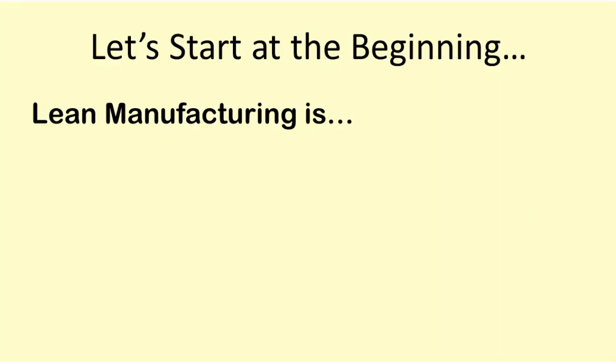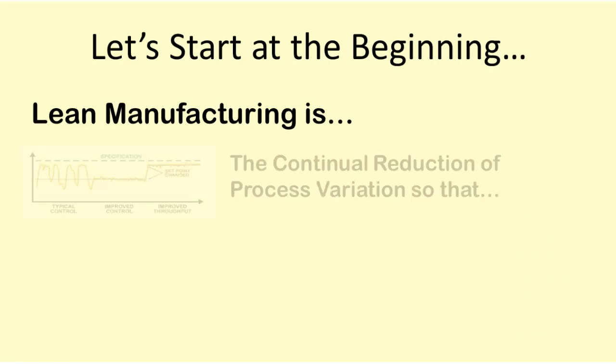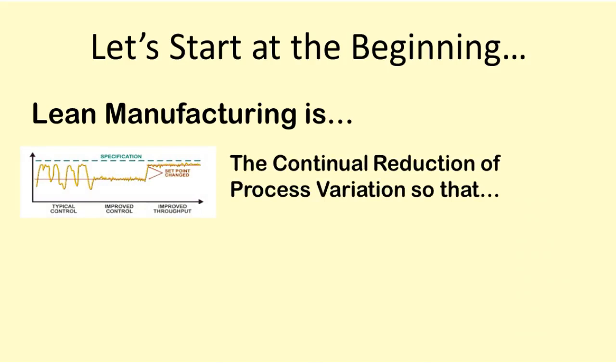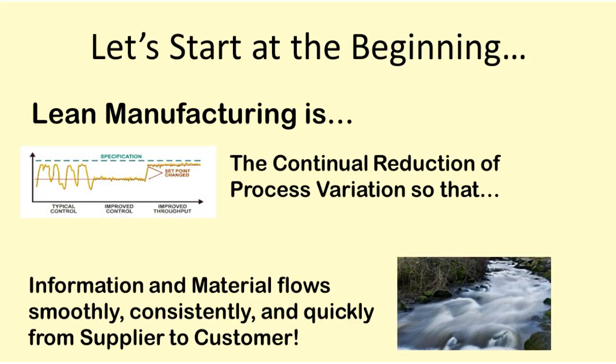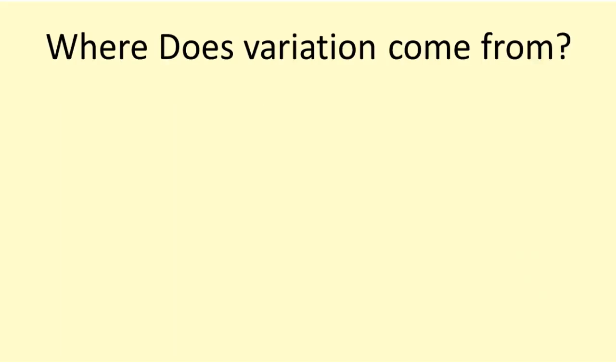So let's get going. In our last presentation, What is Lean?, we said that lean was the reduction of process variation so that material and information flowed smoothly and consistently through the manufacturing process. We focused on the reduction or elimination of process variation as the central effort of any lean implementation. Now, process variation has lots of sources.